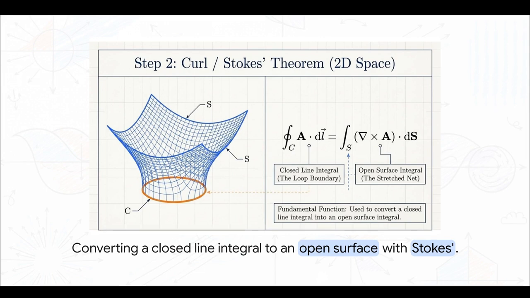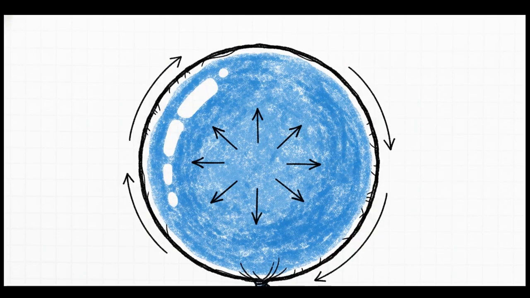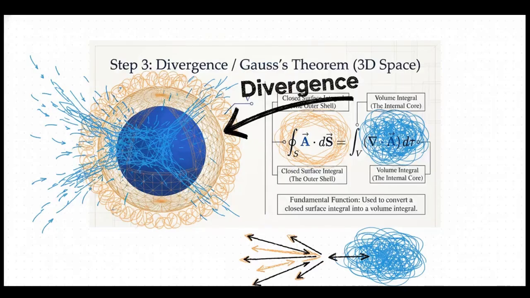It's beautiful. Finally, jumping into 3D space, imagine a water balloon. If you hook it up to a faucet and turn the water on, you can try to measure the actual volume of water expanding inside the core. Or, you can just measure how much the rubber skin stretches on the outside surface. Gauss's theorem perfectly maps this 3D relationship. The formula basically gives us a function to convert the outer shell's closed surface integral, the stretching rubber, directly into the internal core's volume integral, which is the expanding water. And here, the mathematical operator used to bridge that gap, that's divergence.